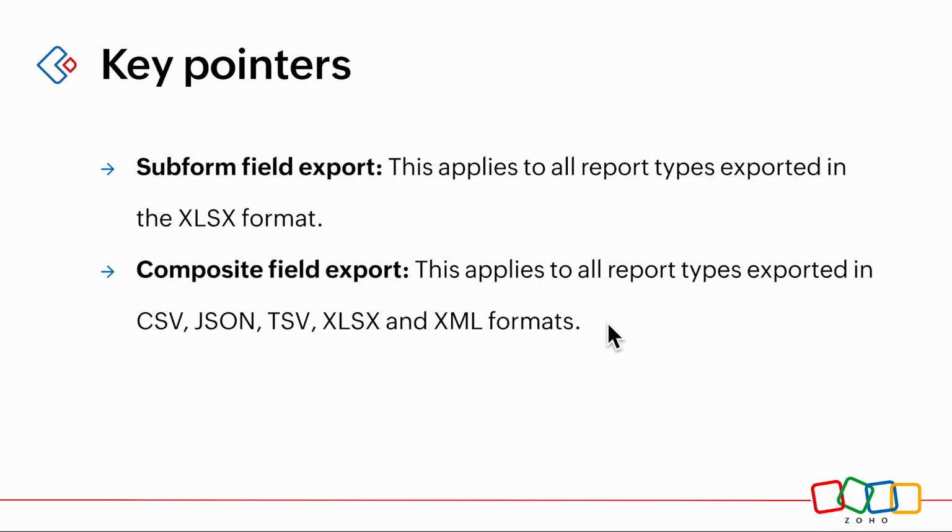Let's look at the key pointers to note. When the user is exporting the data from the report in the Excel format, they can automatically customize exporting it in the subform field as well. Also, the composite field export applies to all report types, whether exported in comma separated values, JSON, tab separated values, Microsoft Excel, or XML. All are supported for composite field export.